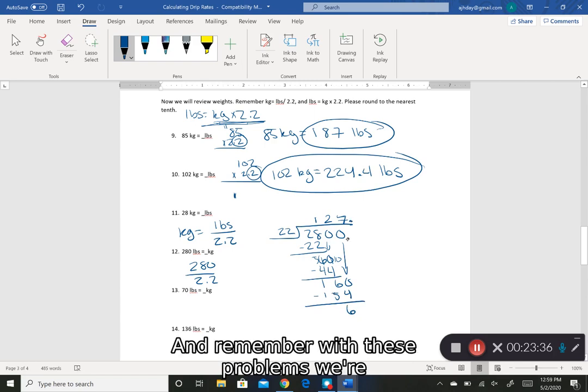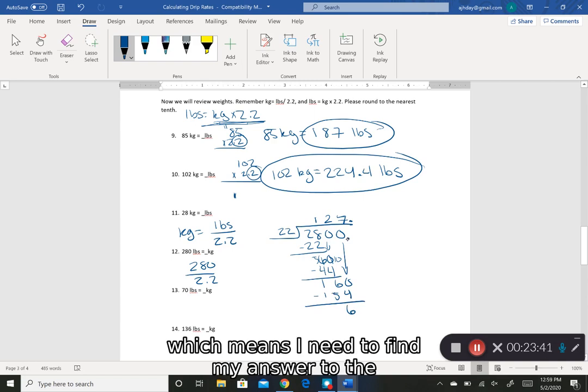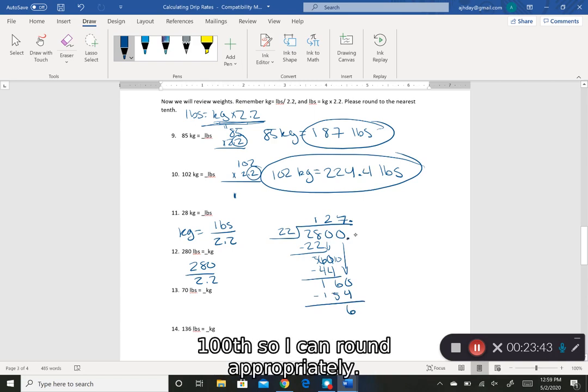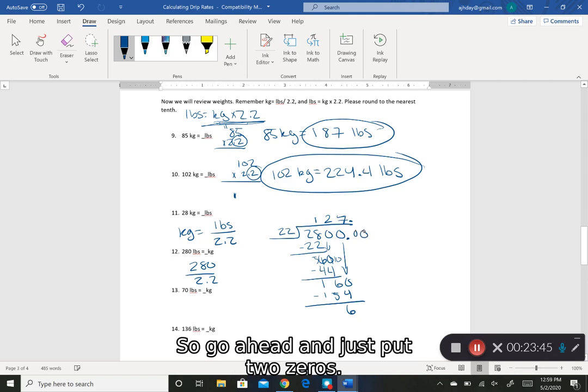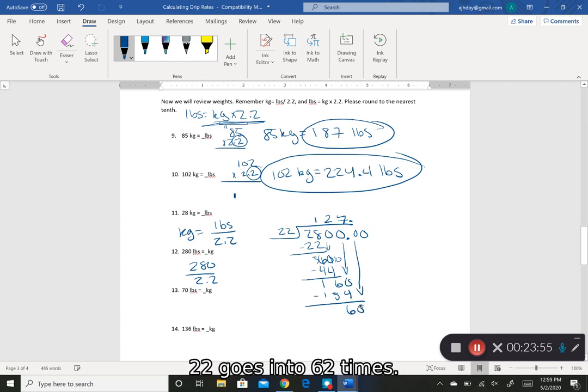And remember, with these problems, we're finding to the nearest tenth, which means I need to find my answer to the 100th so I can round appropriately. So go ahead and just put 2 zeros. If you had to add a decimal, go ahead and put 2 zeros in that place so you know that there's 2 zeros you need to bring down and you don't forget. 22 goes into 60 2 times.